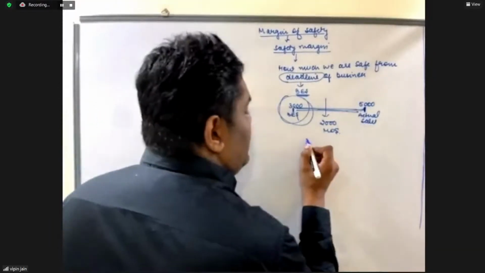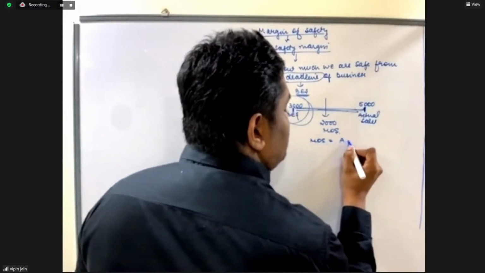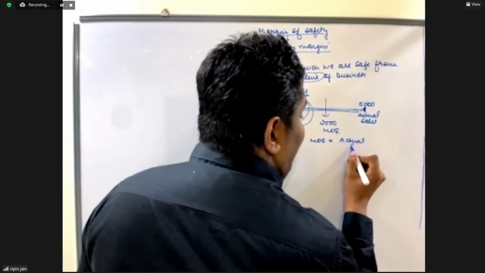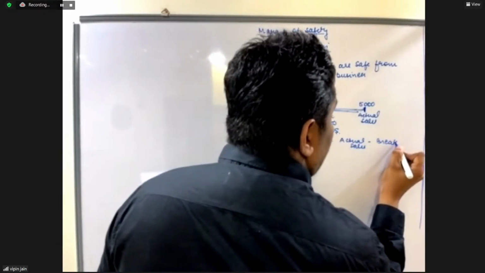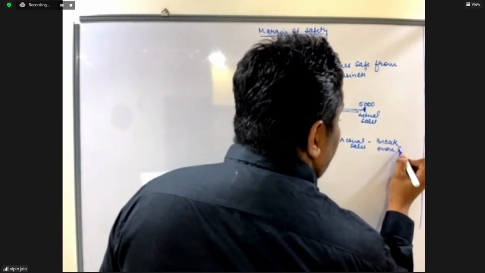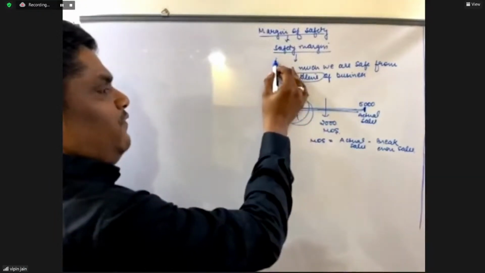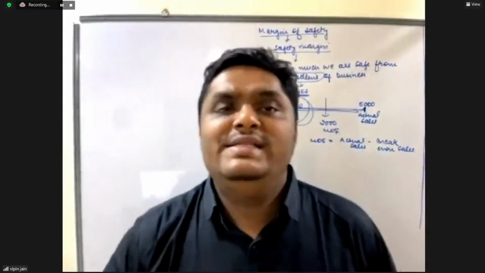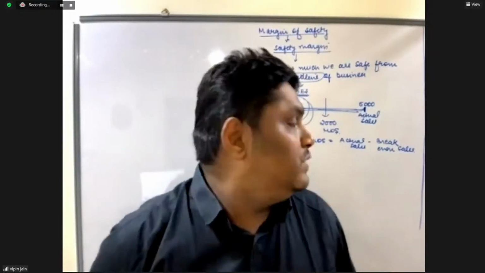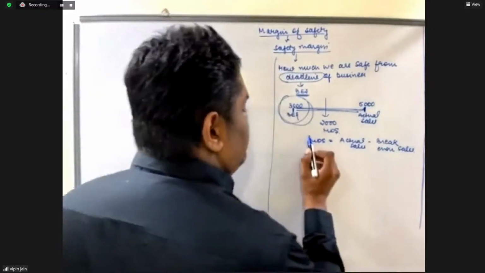So when talking about the formula for margin of safety, we can say it is actual sales minus break-even sales. Actual sales minus break-even sales, that is the formula for margin of safety.